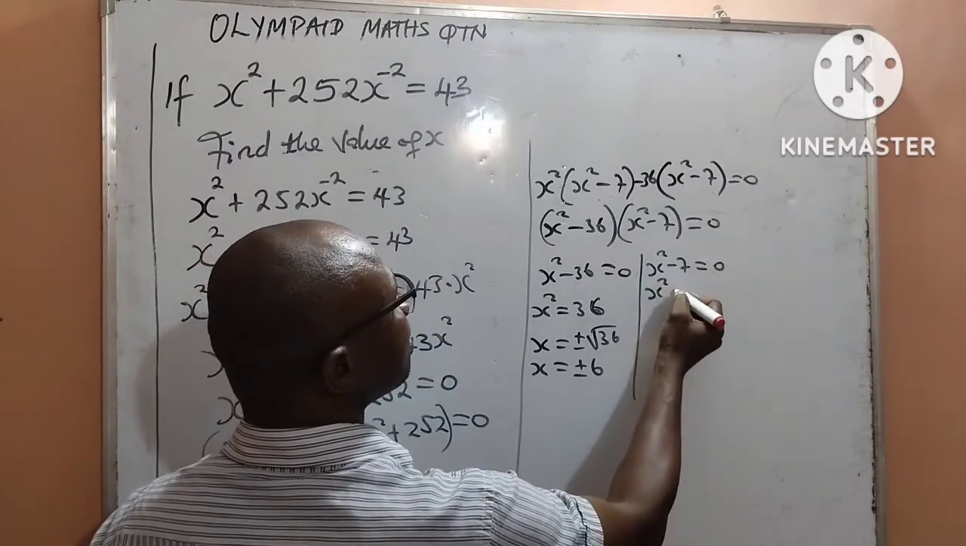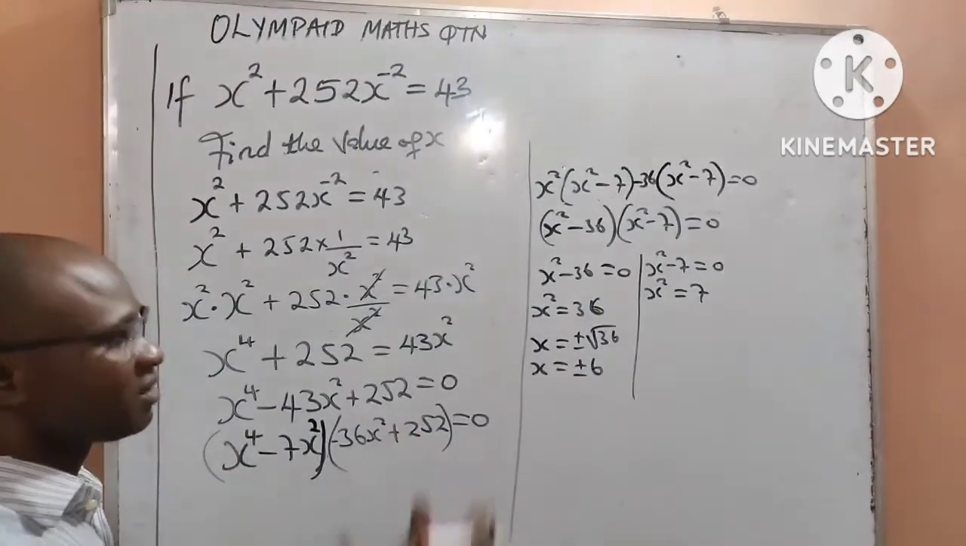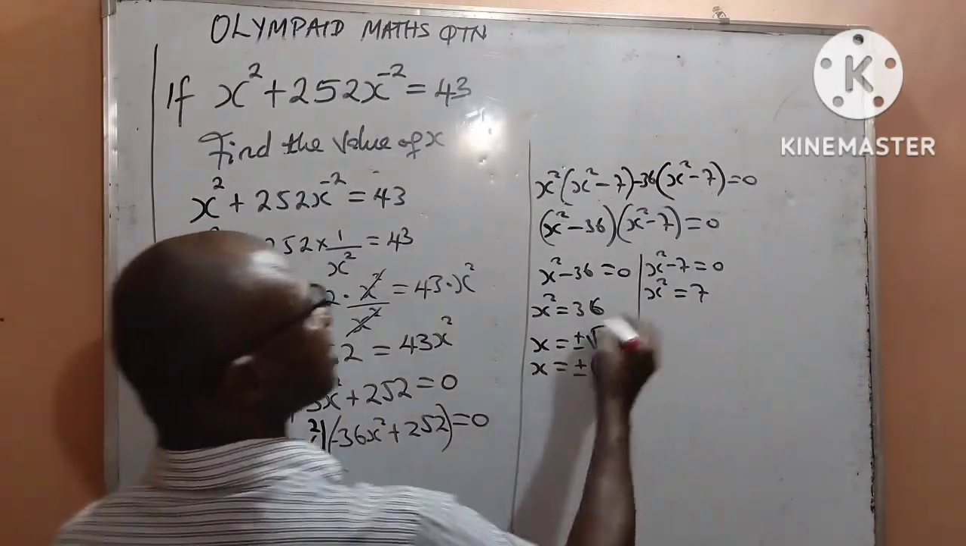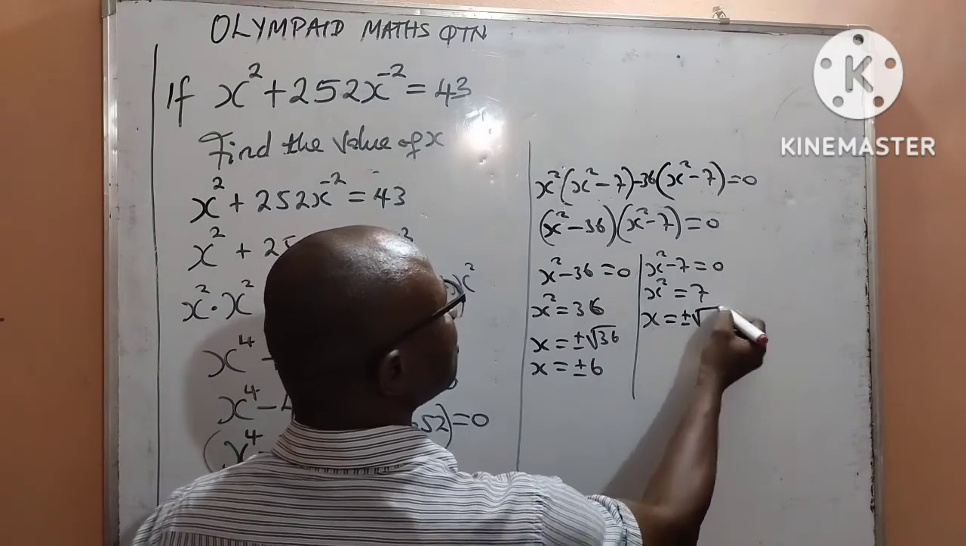Then, from the second bracket, I shall have x to the power 2 minus 7 equal to 0. X to the power 2 is equal to 7. That is, moving negative 7 from the left to the right hand side, it becomes 7. Then, taking square root of both sides, I shall have x equal to plus or minus the square root of 7.